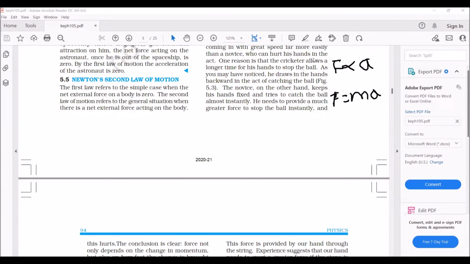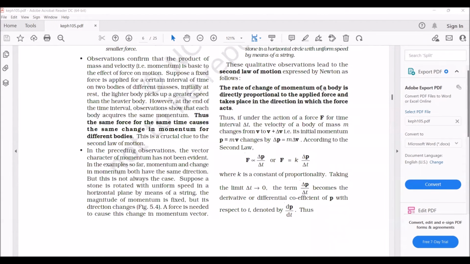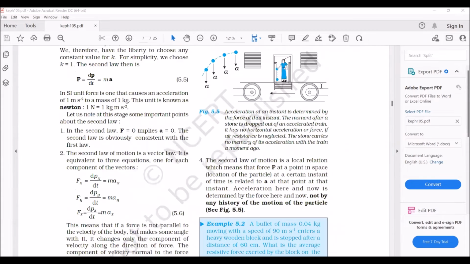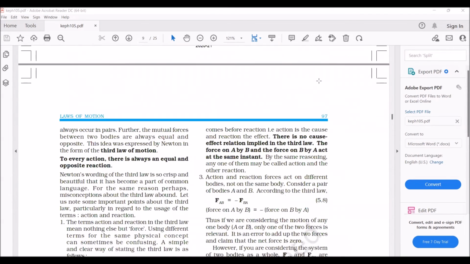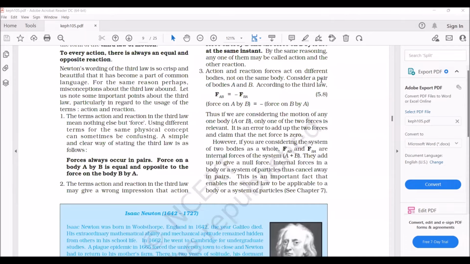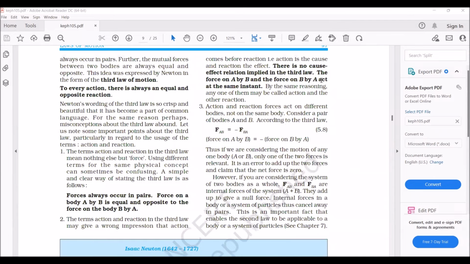Now what is Newton's third law? Every action has its equal and opposite reaction. What is that action? Here, action is nothing but force. So every force has its equal and opposite force.